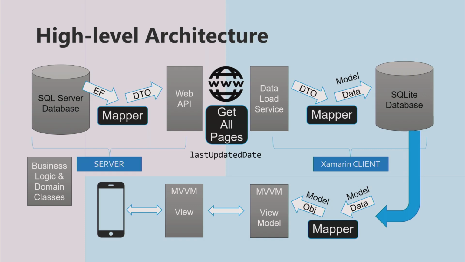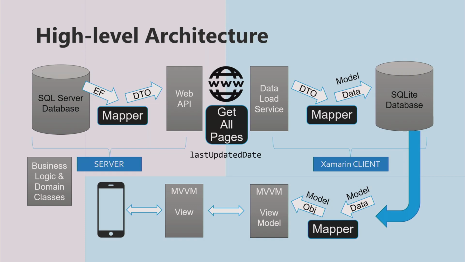So we take our data transfer objects. We're sending them from a web API into the client data loader service. And from there, we're converting our data transfer objects again through mappers into model data and storing it in a SQLite database that's on the client. Doesn't have to be SQLite. It could be like Couchbase or whatever you want to use. But point is, it's persisted on the client app.